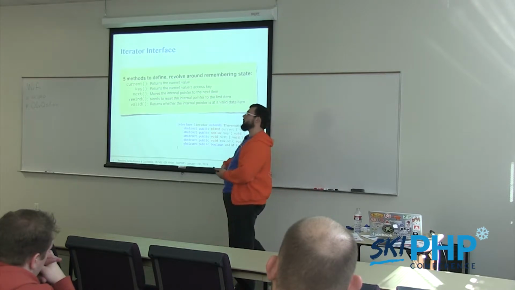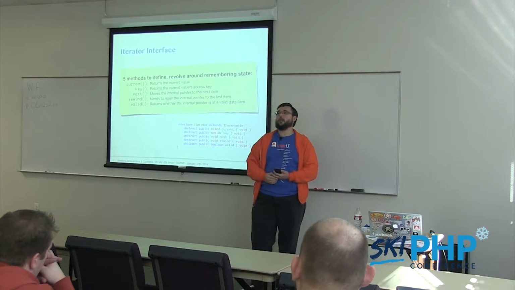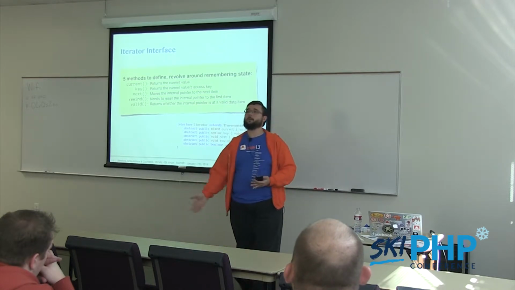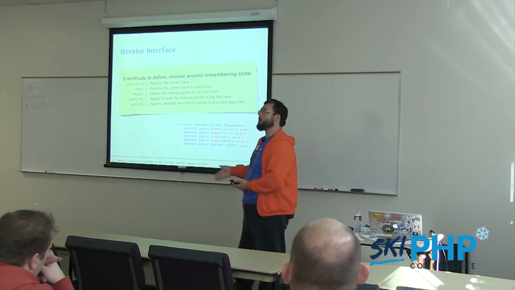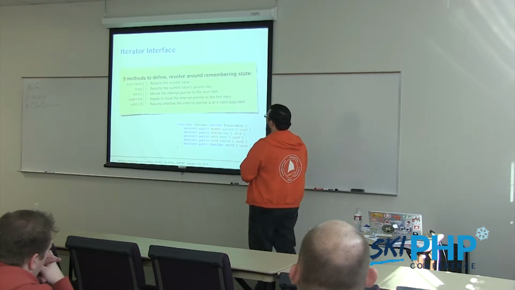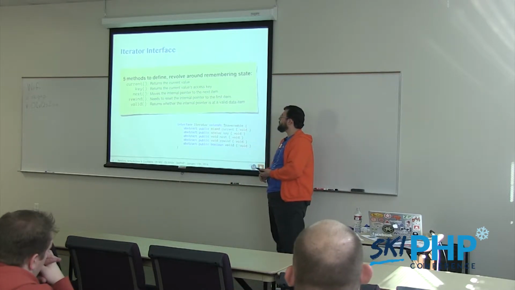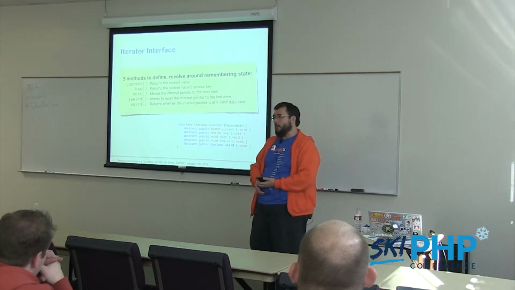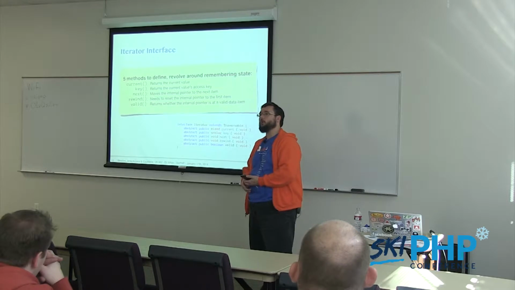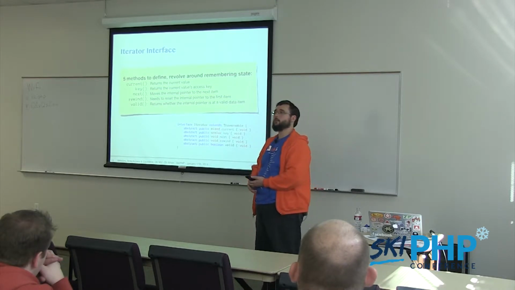Next, obviously, moves the internal pointer on to the next item. Rewind should take that internal state and move it all the way back to the beginning. So you can call rewind, then start again. You're getting everything from the beginning again. And valid simply returns whether the internal pointer is at a valid data item. Really, this has one specific use case, which is to know when you've reached the end of the list.